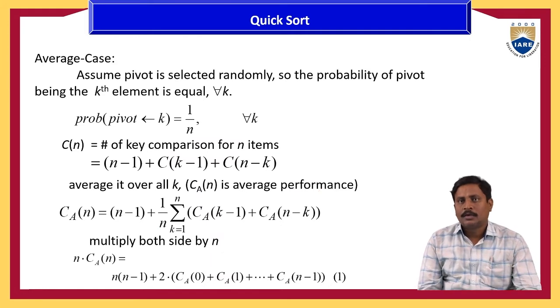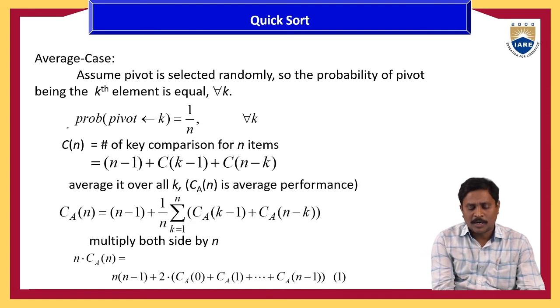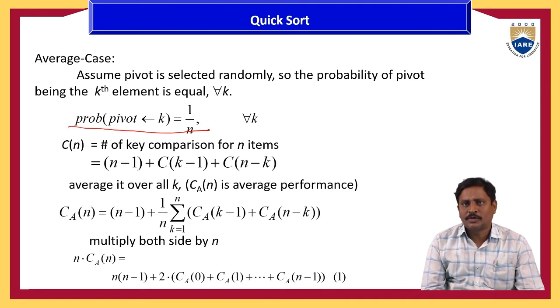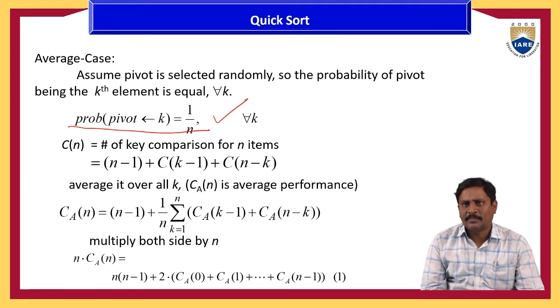Next, we are going to calculate the average time complexity of quicksort. Assume the pivot element is selected randomly. So the probability of the pivot element being the kth element is equal. First we select the pivot element. The probability of selecting the pivot element k is 1 by n. Totally n elements are there, and from those n elements we choose one element, so the probability is 1 by n.